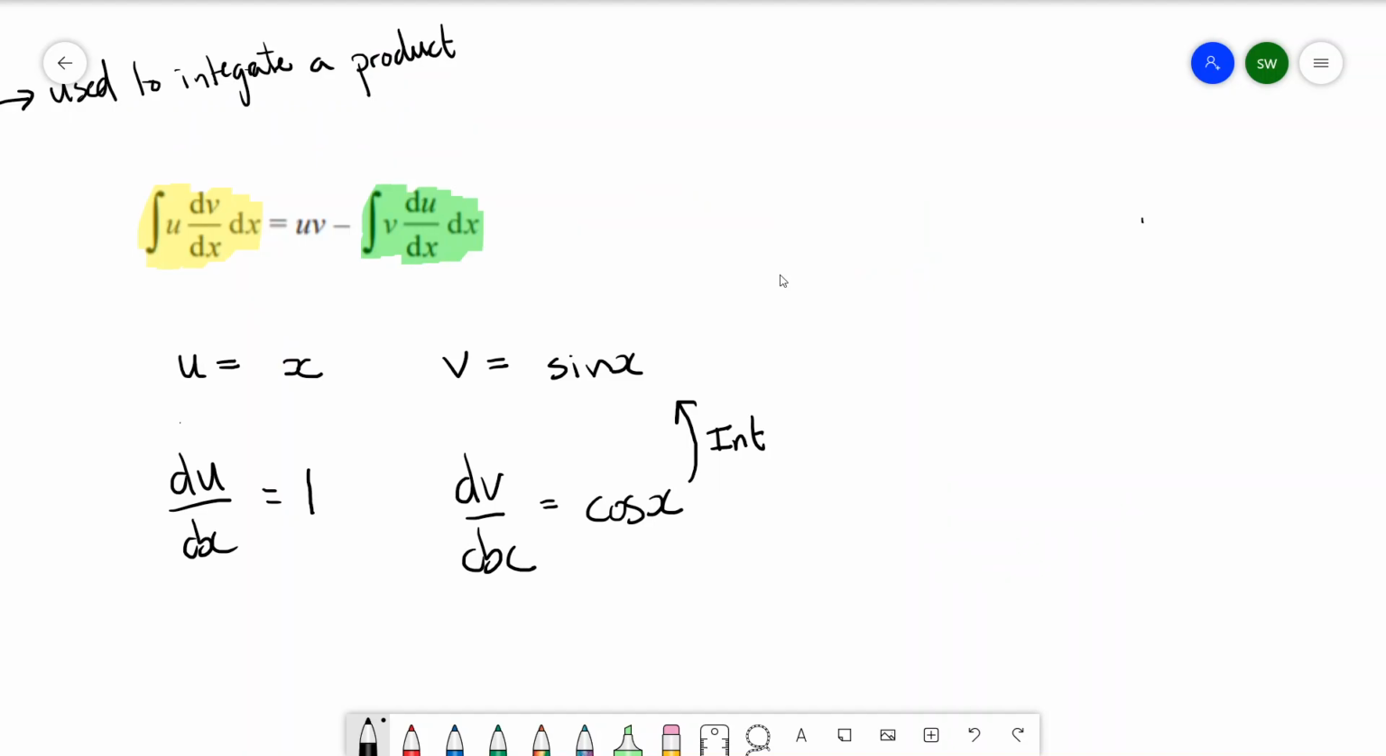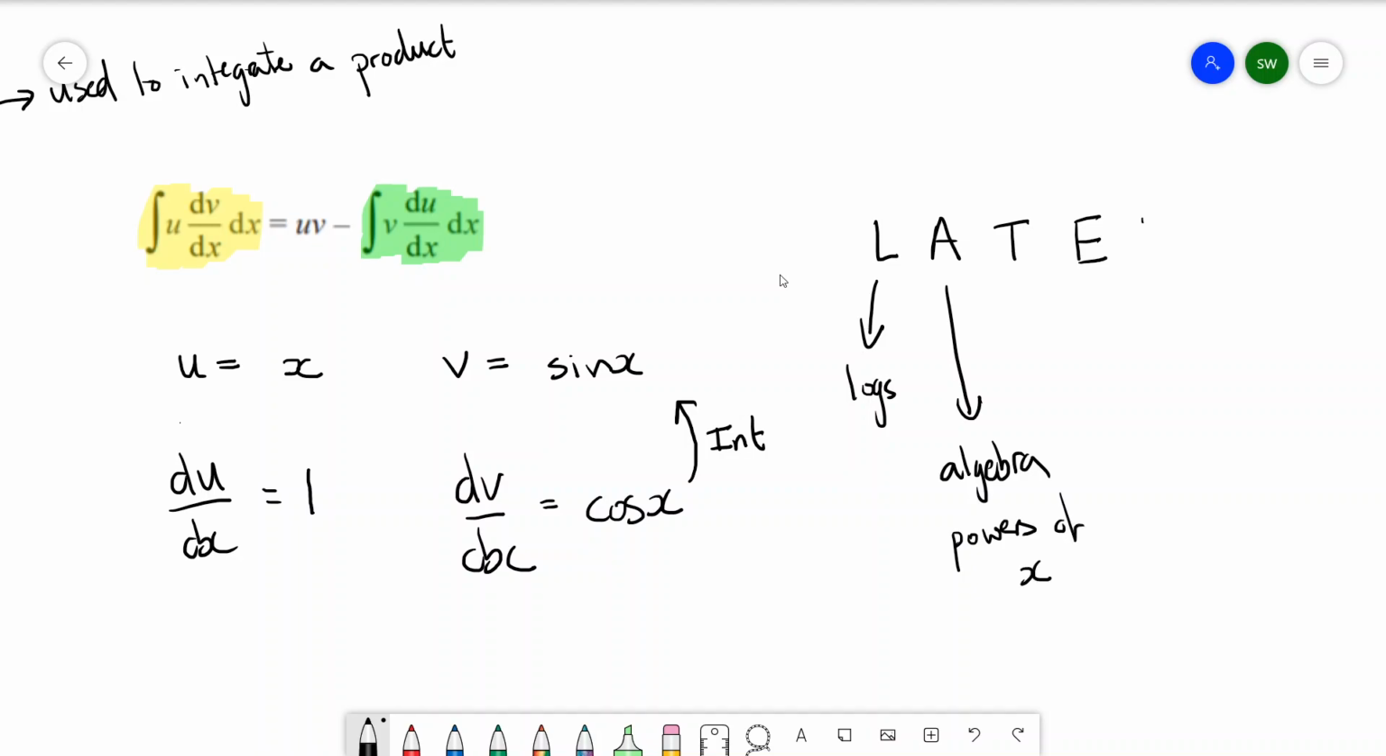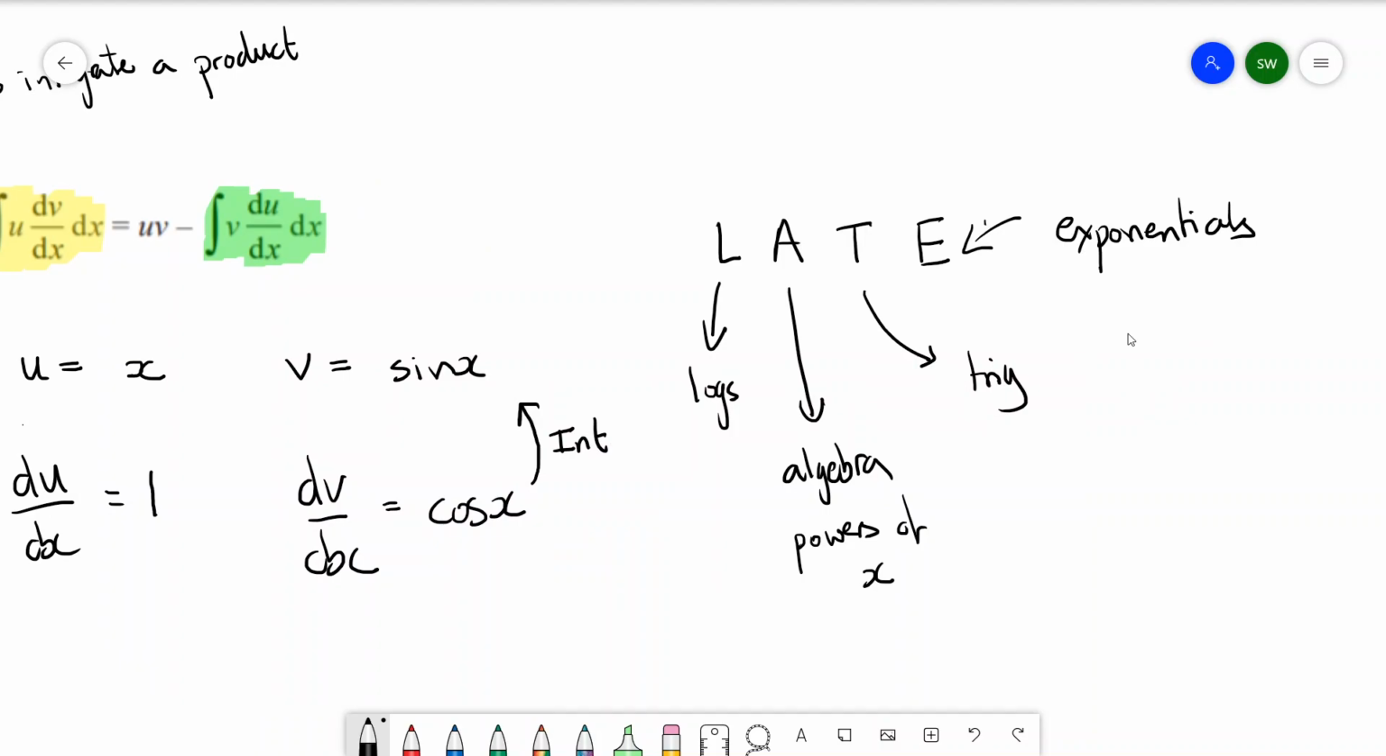Another way of deciding which is going to be u and which is going to be dv by dx is to use an acronym called LATE. This is just a bit of a trick to help you out, and you might see it online. L stands for logs, A stands for algebra. By algebra, what we mean is polynomials or powers of x. T is trigonometry and E is exponential. By that we mean e to the power of x, for example, or e to the power of some function of x.